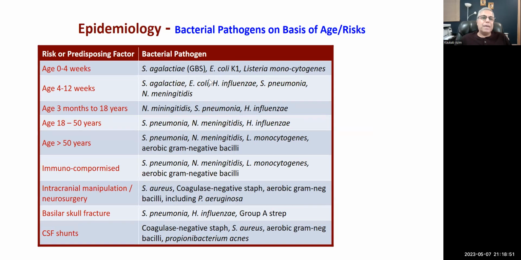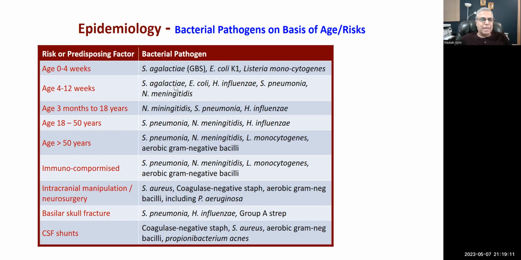These are beta hemolytic. Beta hemolytic means they cause complete hemolysis. There will be a clear zone around the colony when you grow them on blood agar. So E. coli are important. Listeria monocytogenes is important, but S. agalactiae is very important.